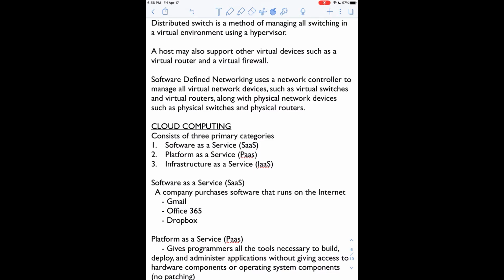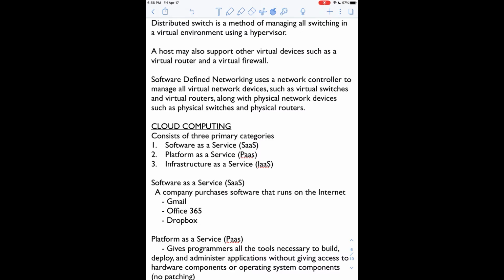Now you'll hear the term distributed switch within the virtual environment. The term distributed switch basically is going to give you the ability to manage all of the switches using your hypervisor. So you might have 3 or 4 physical hosts. You can simply manage how that switch operates in those 4 physical hosts using a distributed switch. And that switch may look like a single switch among 4 or 5 servers.